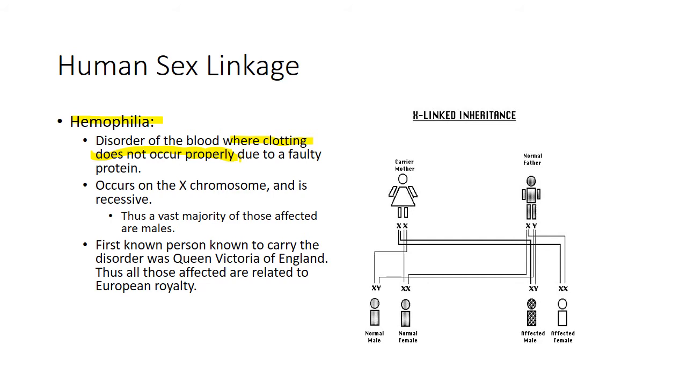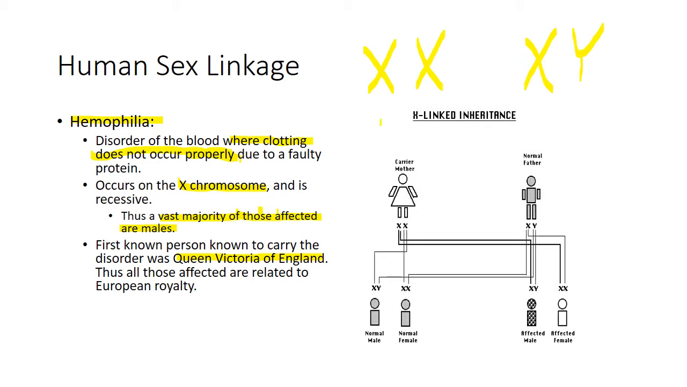And this occurs on the X chromosome, which means that girls have two chances to get the correct one, where guys only have one chance to get the correct protein. And so a vast majority of those affected are going to be male. The first known person to carry this disorder was Queen Victoria of England. So a lot of those who are affected in our European bloodlines are related to Queen Victoria of England.